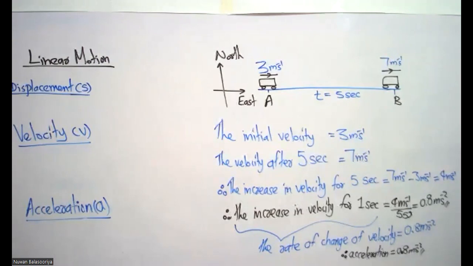So yes, why not? The first statement is the initial velocity equals 3 meter per second. The velocity after 5 seconds, 7 meter per second. Therefore, the increase in velocity for 5 seconds equals 7 meter per second minus 3 meter per second equals 4 meter per second. Next statement, therefore, the increase in velocity for 1 second is 4 over 5, that is 0.8. Increase in velocity for 1 second is the rate of change of velocity. Rate of change of velocity is the acceleration. Therefore, acceleration equals 0.8 meter per square seconds. S minus 2 means square seconds. Write them all here.